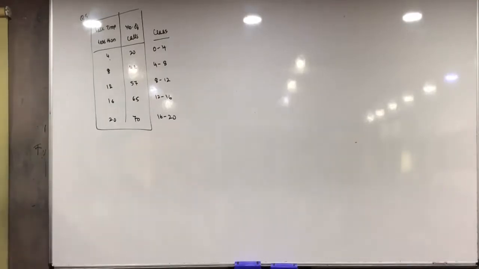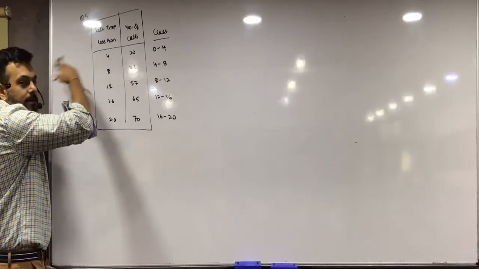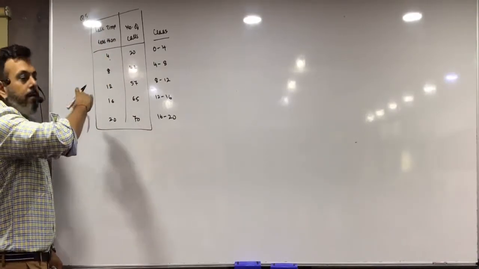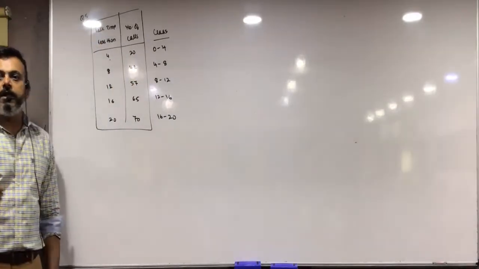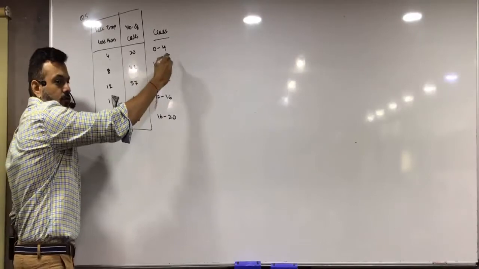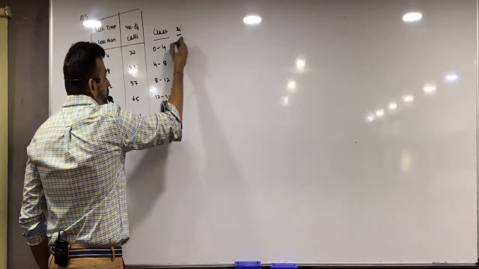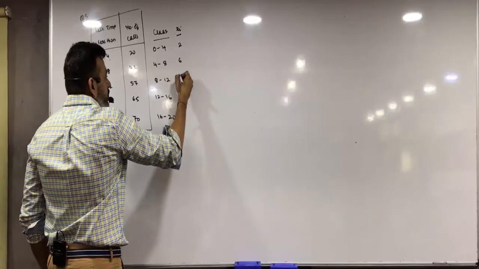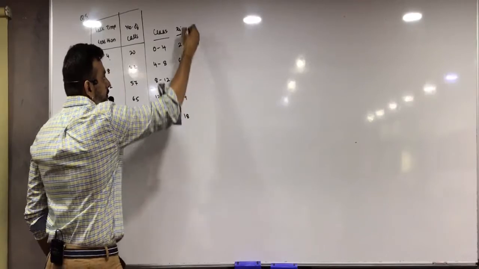Got it? Now, because we all know it's a talk time, here we are writing less than 4, but less than 4 can be negative numbers also. But here it is talk time, so talk time can be 0, but it can never be negative. That's why we have 0 to 4. Then xi is the mid value: 2, 6, 10, 14 and 18.